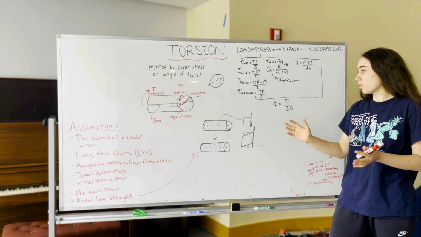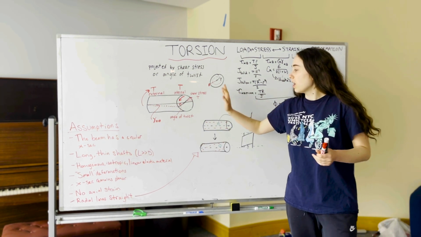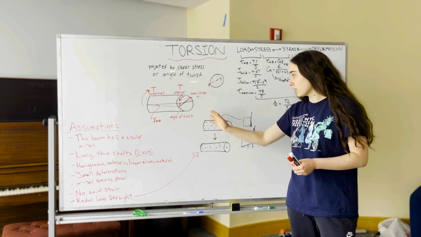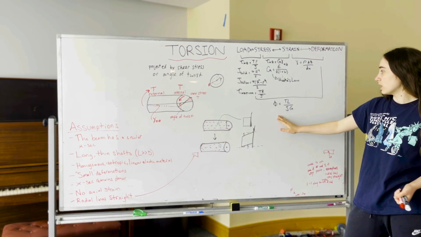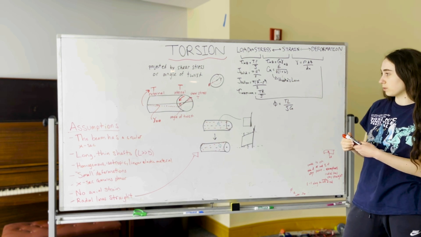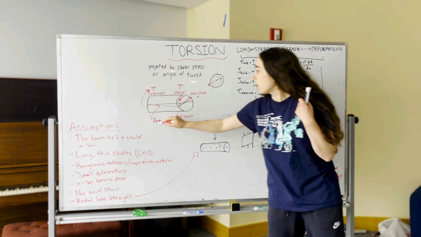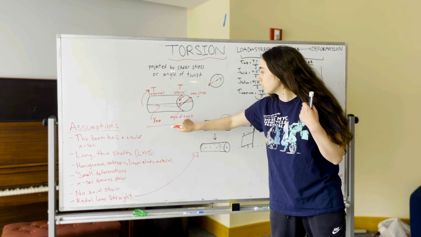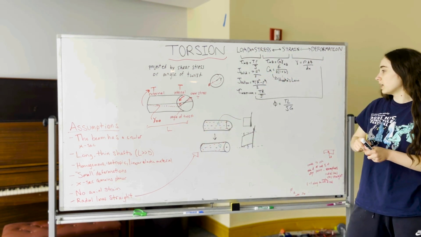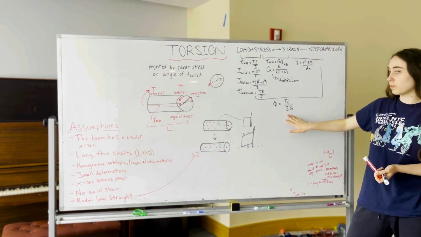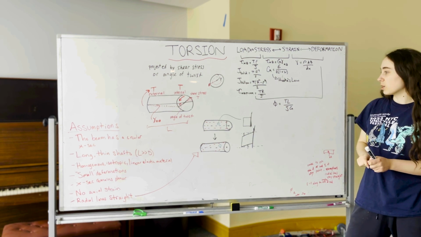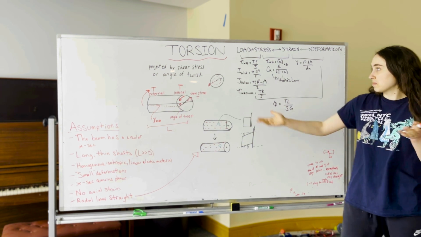One more point: when you're looking at torsion, you want to calculate the angle of twist. To calculate the angle of twist, use the torque times the length of your beam. Depending on how long it is, from here to here, you add the length in there, divided by the polar moment of inertia times the shear modulus, and that's the angle of twist. And this sums up torsion.